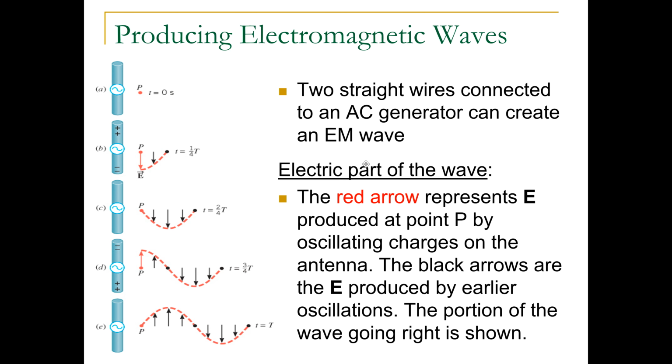You can use an antenna connected to an AC generator to produce electromagnetic waves. If we look at a point near the antenna, we can imagine what happens to the electric field as the current oscillates. We can see that there is initially no field at t equals 0 seconds. Sometime later there is a downward electric field. It then returns to 0 before switching to an upward field. And after enough time has passed, you can see that we have a full sine wave representing the electric field that's been produced.